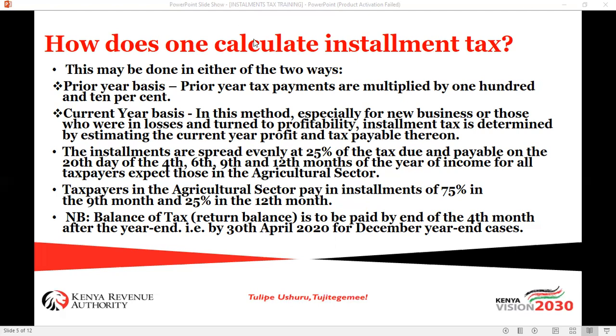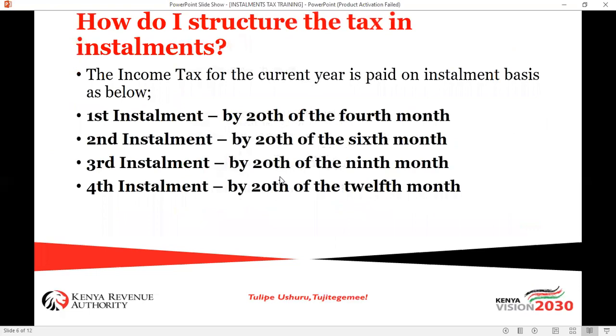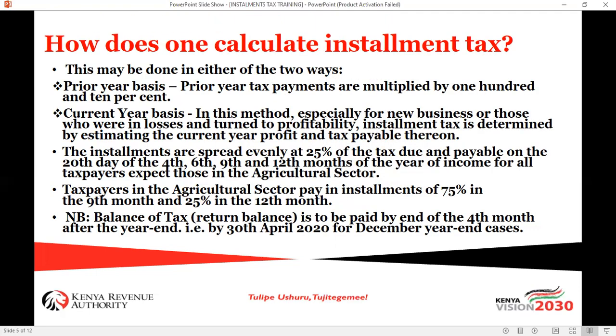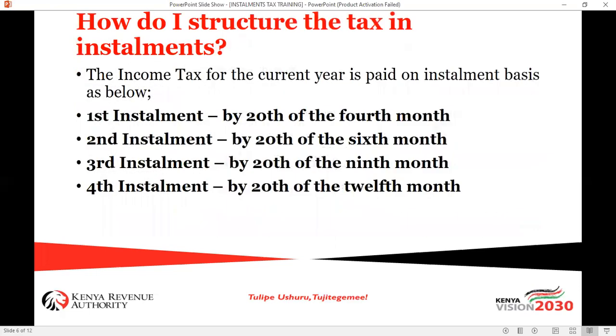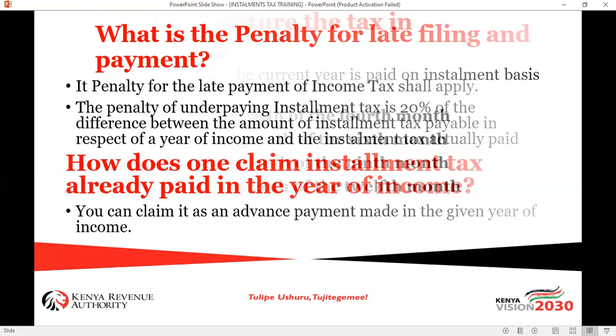Then, sorry, are you seeing my screen? Yes, I am. Then here is how I structure the tax in installments. The first installment is by 20th of the 4th month. The second installment is by 20th of the 6th month. The third installment is 20th of the 9th month. And the fourth installment is by 20th of the 12th month.